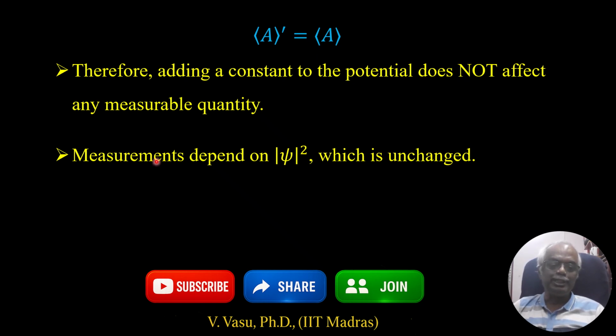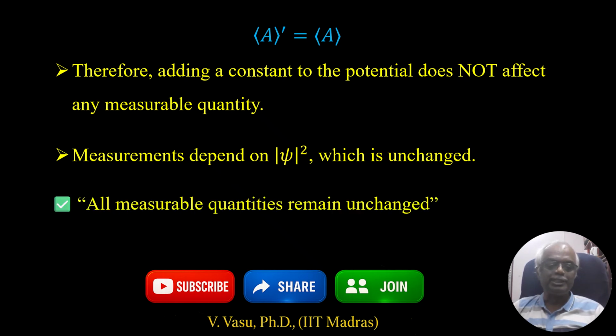And also the measurement depends on modulus ψ squared, which is unchanged, because if you multiply the global phase factor with its complex conjugate, you will get 1. So that will not affect your measurement. So all the measurable quantities remain unchanged.